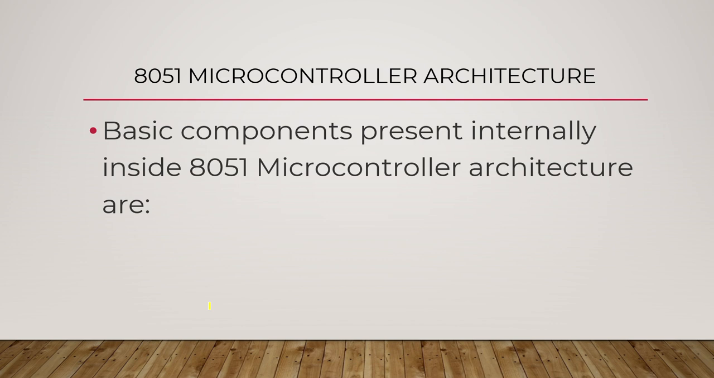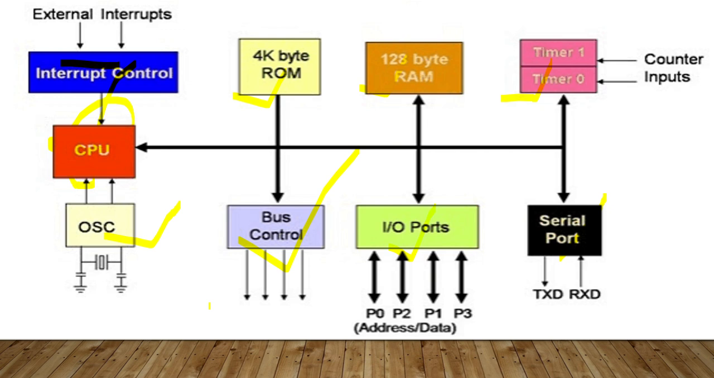8051 microcontroller architecture. The basic components present internally inside the 8051 microcontroller are interrupts, CPU, oscillators, RAM, ROM, timers and counters, serial ports, input output ports, and bus controllers. These are all the internal components of the 8051 microcontroller, so I will clarify them one by one.